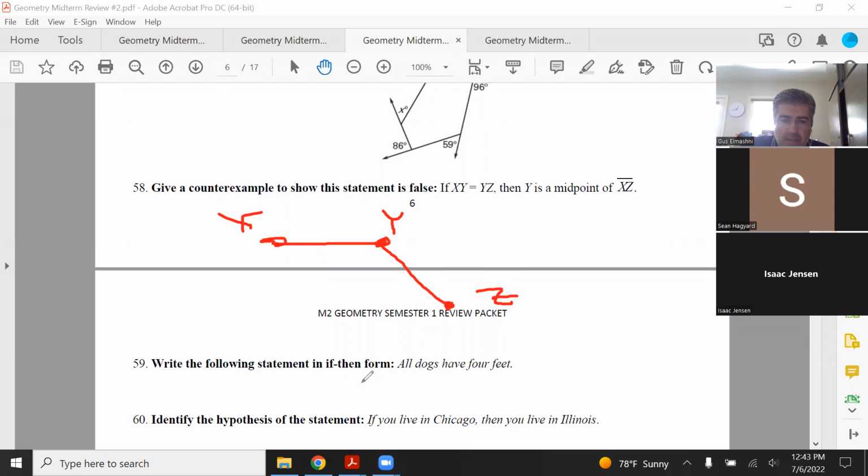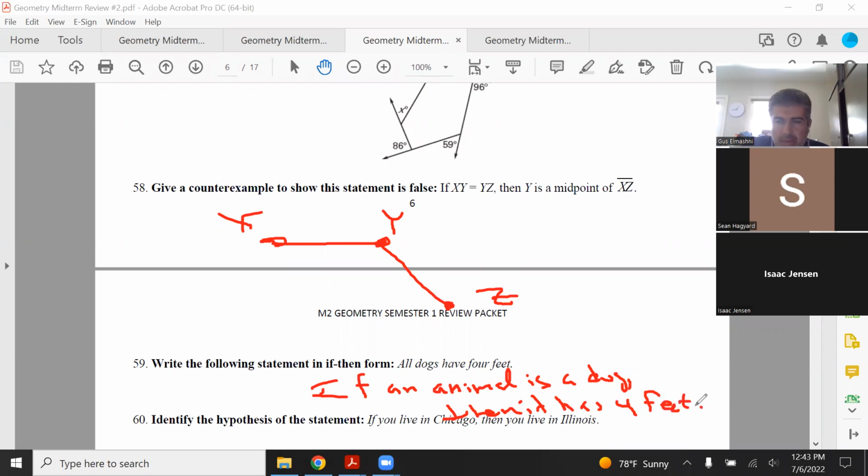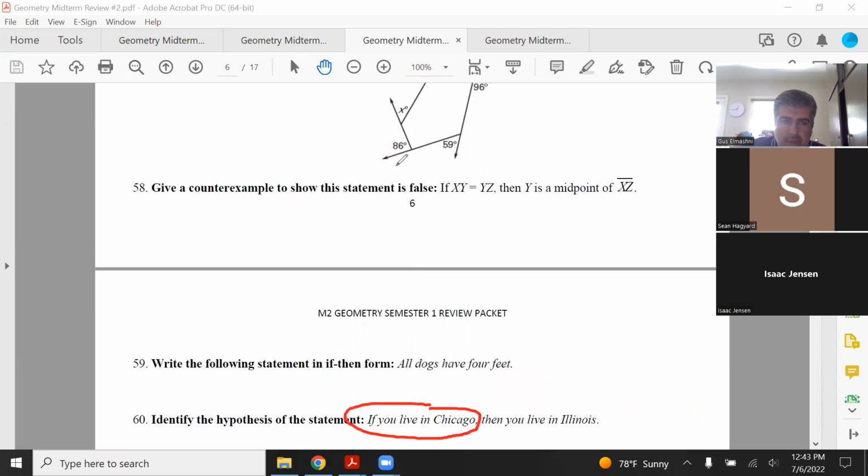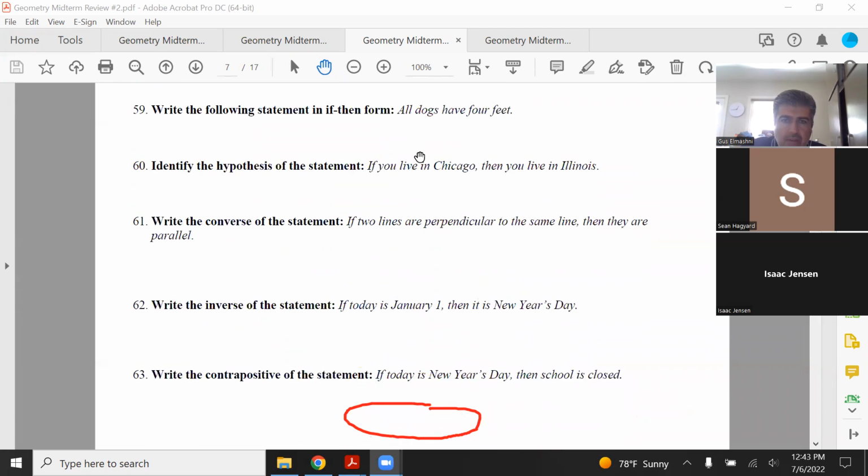Or write the following in if-then form. You say if an animal is a dog, then it has 4 feet. I mean, sadly, there's some dogs that have to get amputated, but you know, the assumption is it's born with 4 feet. The hypothesis is you live in Chicago. That'd be your hypothesis there. Converse, you just swap.